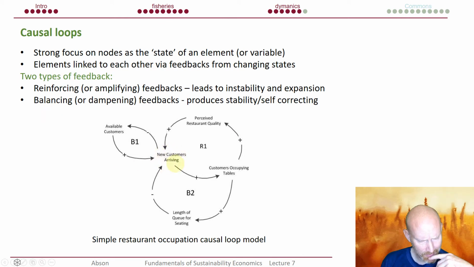New customers arrive outside a restaurant. They see that the tables are occupied, so they think, oh, this must be a good restaurant to eat in, and therefore they choose to eat there. That means that there are more tables occupied, that increased perception of the quality of the restaurant means new customers stay, and then you have this reinforcing feedback loop.